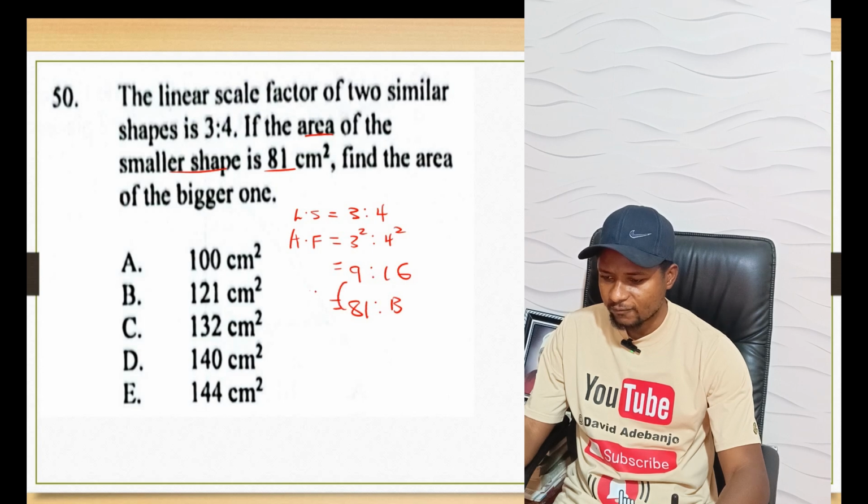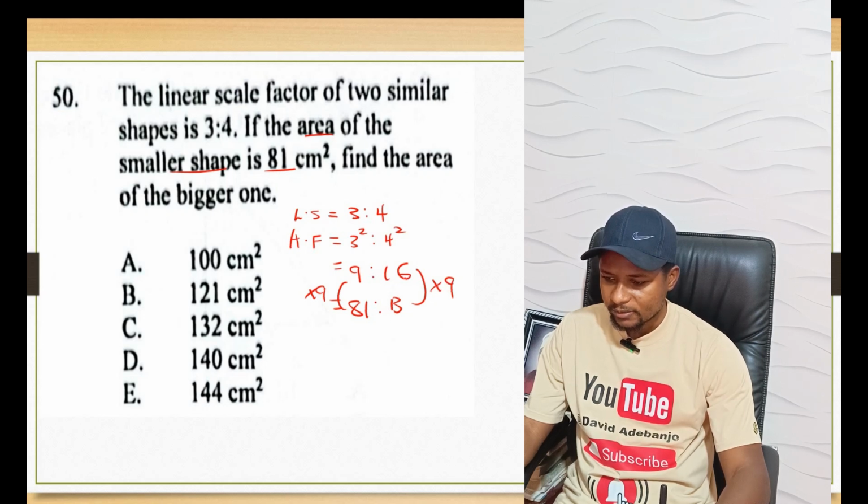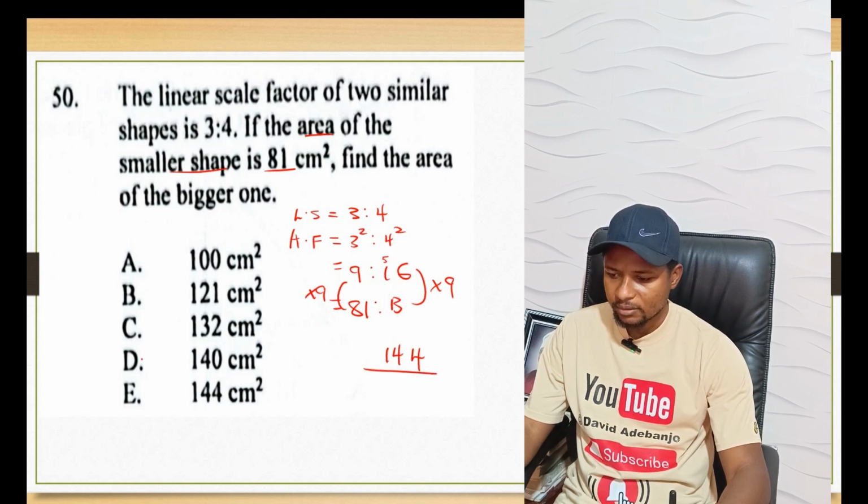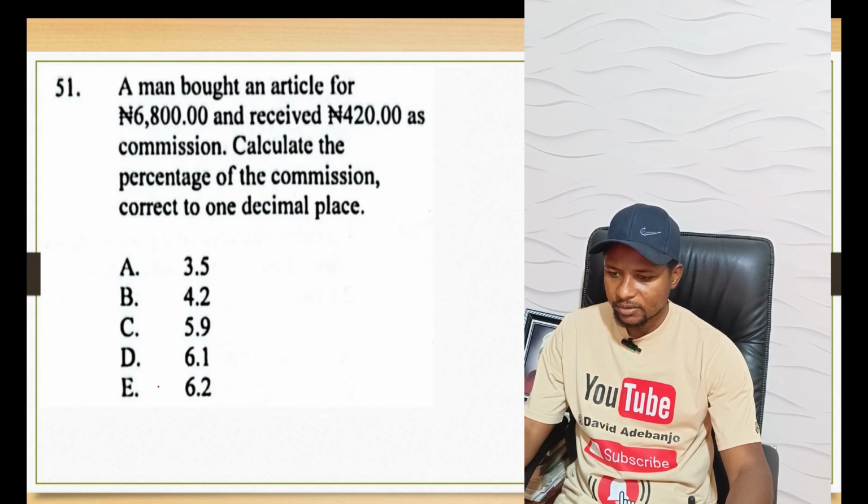9 times what will give me 81, that's 9. So I'm just going to multiply by 9, and that's all. So 9 times 16: 9 times 6, that's 54, right? So you have 4 carry 5. And then 9 times 1, that's 9 plus 5, that is 14. And your answer is 144 cm squared. That's E. Moving on to question 51.